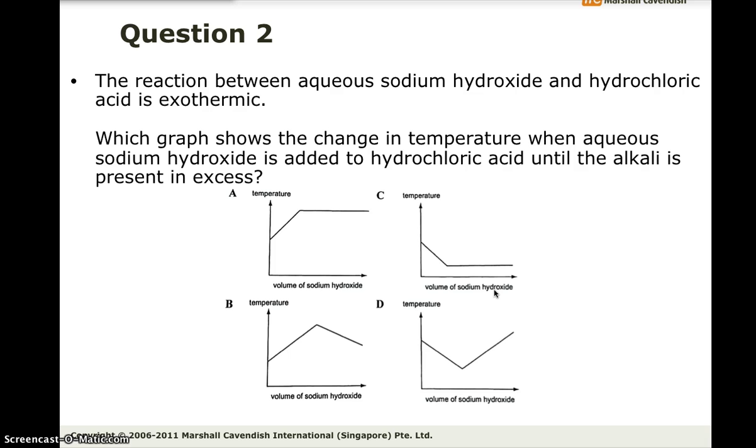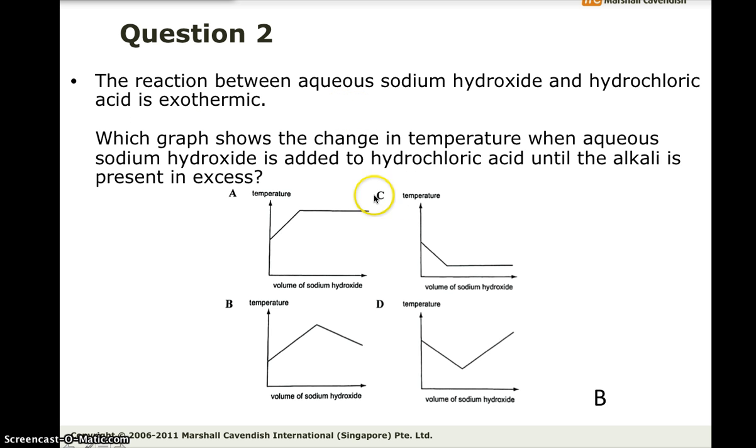Question 2. The reaction between aqueous sodium hydroxide and hydrochloric acid is exothermic. Which graph shows the change in temperature when aqueous sodium hydroxide is added to hydrochloric acid until the alkali is present in excess? In this case, the alkali is sodium hydroxide, and the question already says the reaction is exothermic. The answer is B.